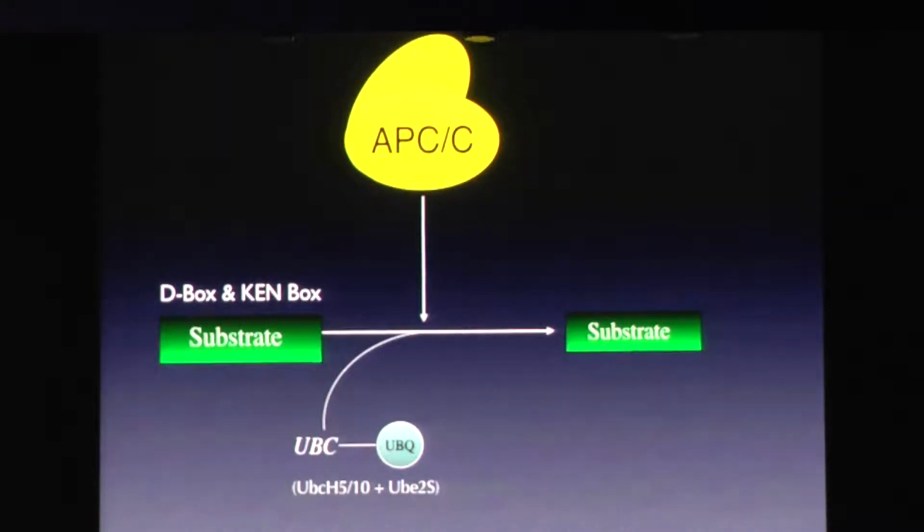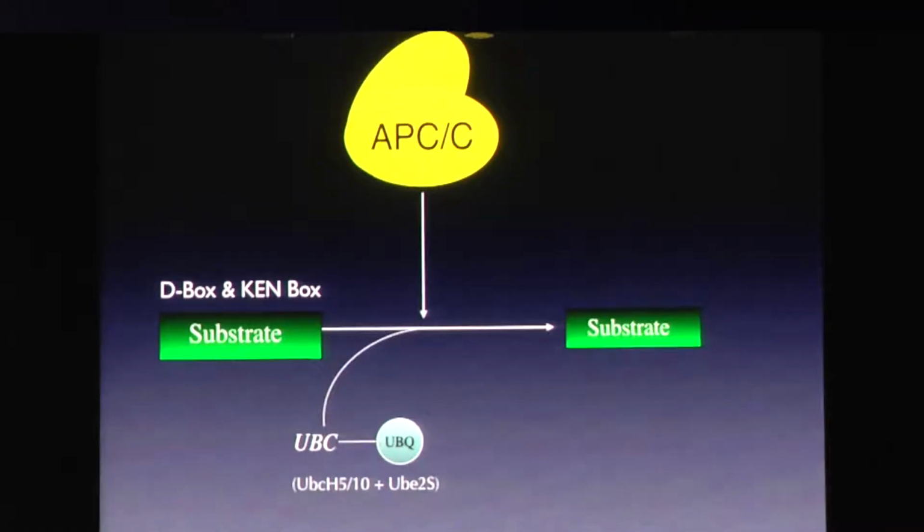Now, those two together are not sufficient to degrade the substrate because the APC requires a third protein, which is a coactivator called CDC20. And CDC20 is really crucial to the activity of the APC because it's needed both for substrate recognition and to catalyze the activity of the ubiquitin ligase itself.